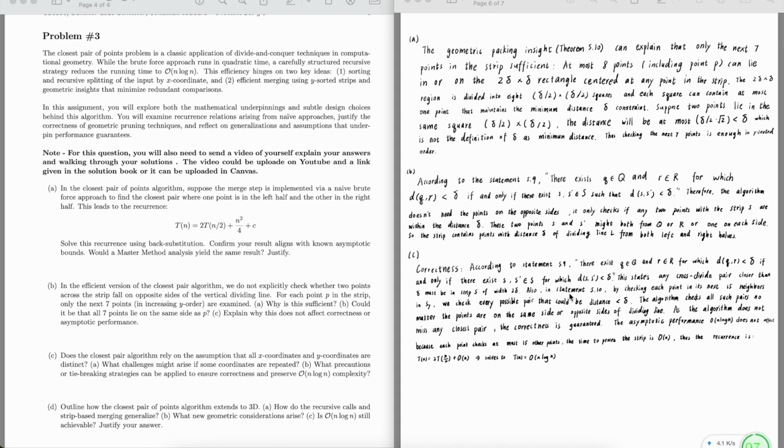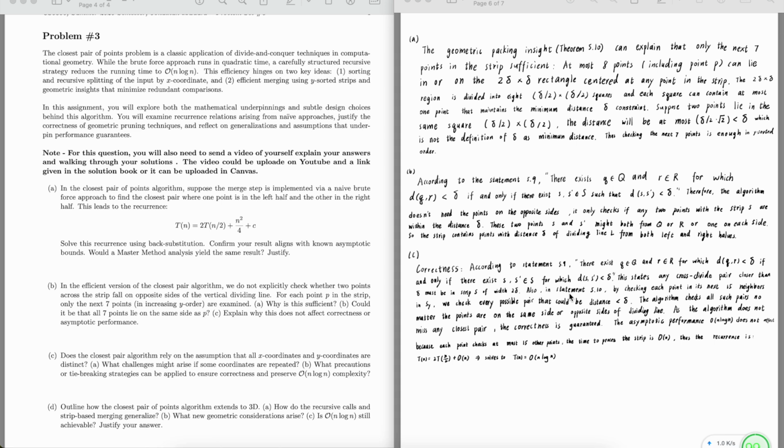The 2δ times δ region is divided into 8 squares of δ/2 times δ/2, and each square can contain at most one point that maintains the minimum distance δ constraint. Suppose 2 points lie in the same square. The distance will be at most δ/2 times the square root of 2, which is less than δ, contradicting the definition of δ as the minimum distance. So checking the next 6 points is enough in y-sorted order.